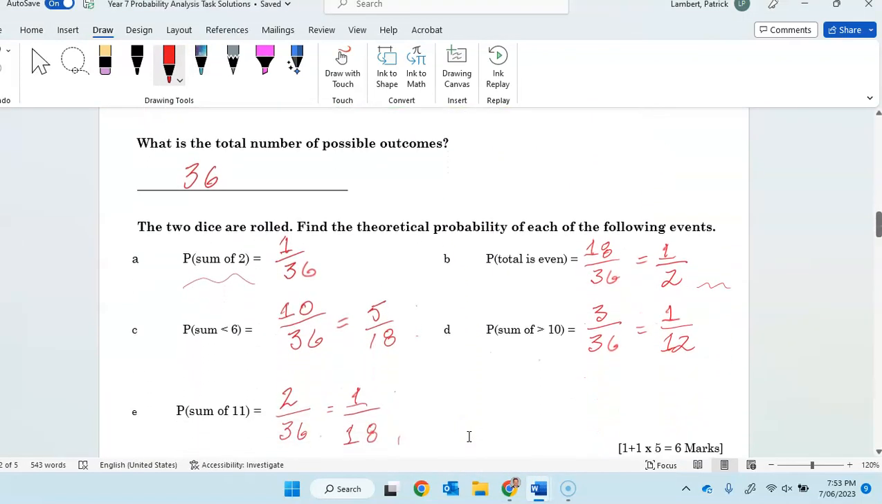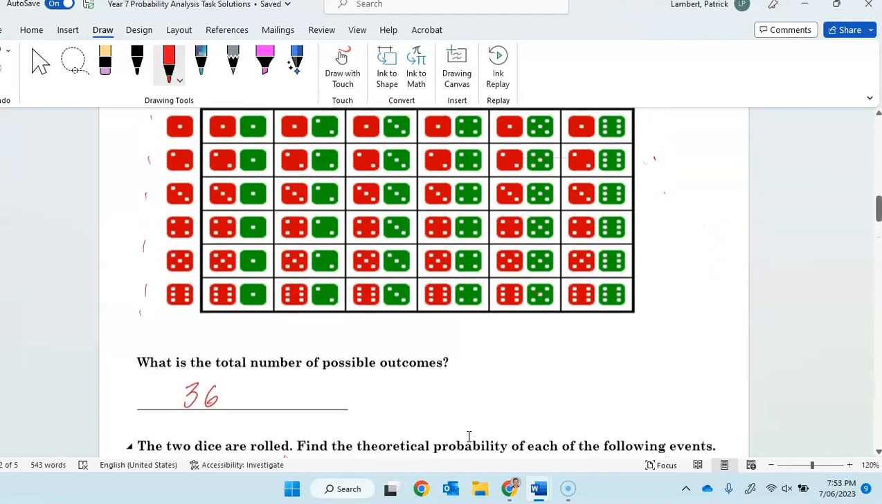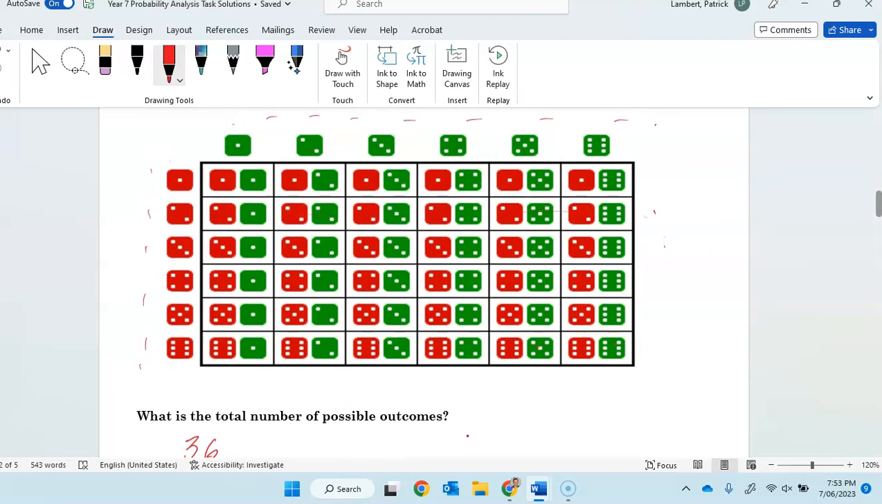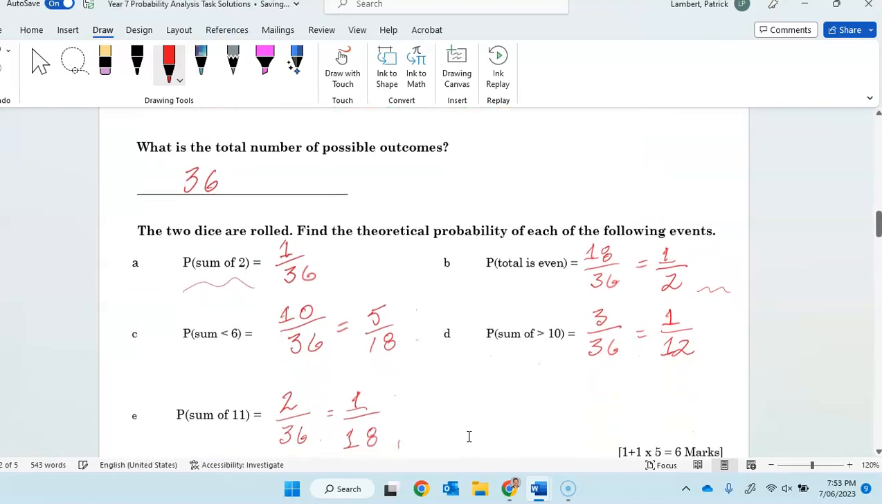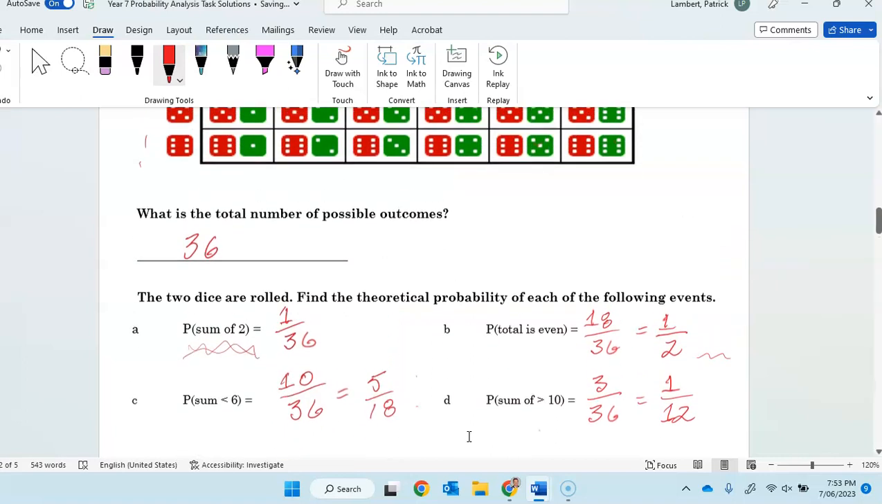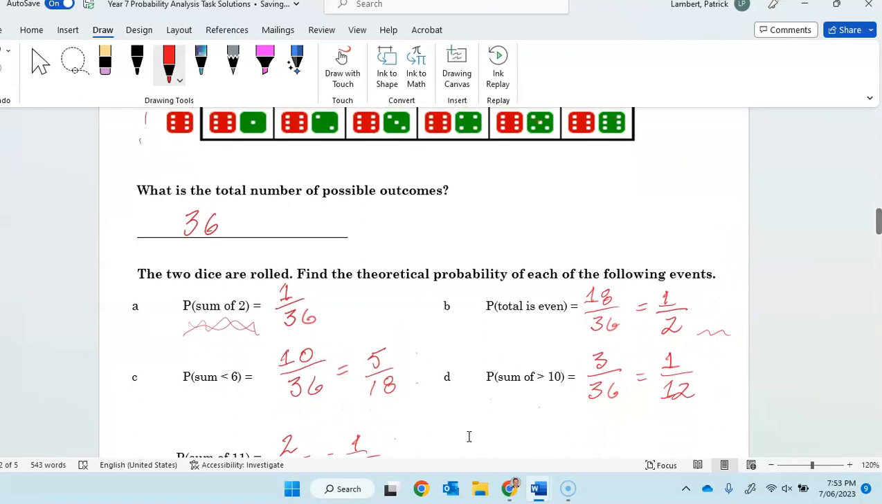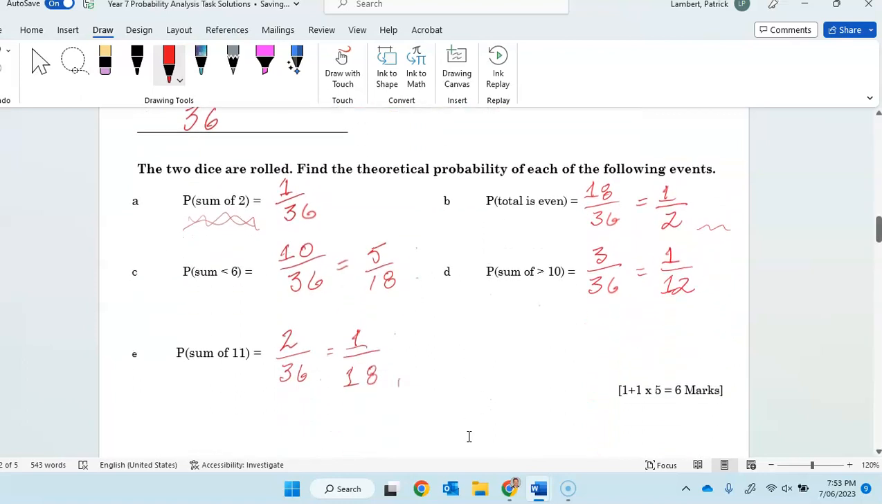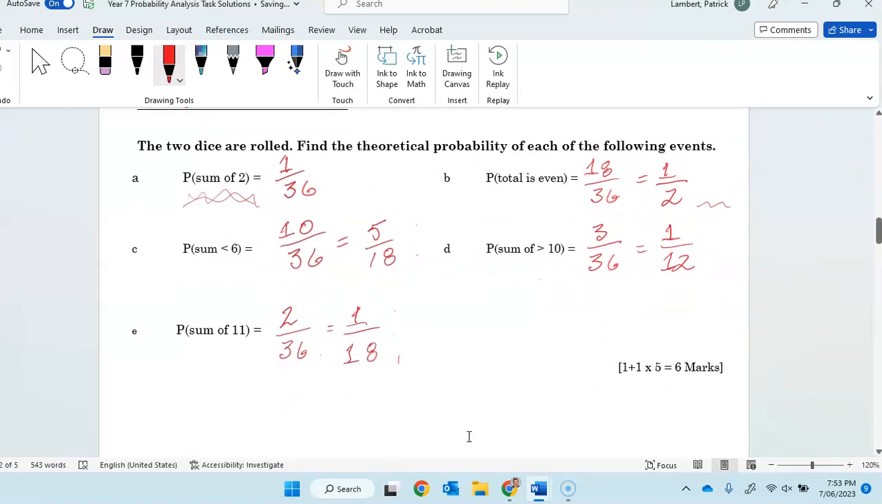So total outcomes 36. The sum of 2 you can only get once. 1 in 36. The formula is already written, so you just write it there. Even number, it has to be half, 18 in 36, so it's 1 in 2. Probability of a sum less than 6, the point always points to the lesser or fewer or smaller number, 10 in 36, which reduces down to 5 in 18.